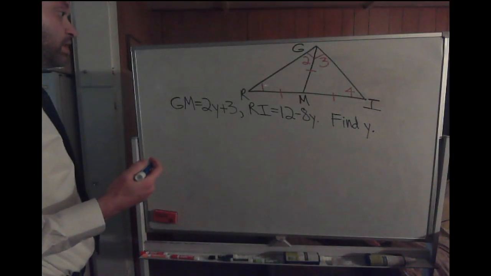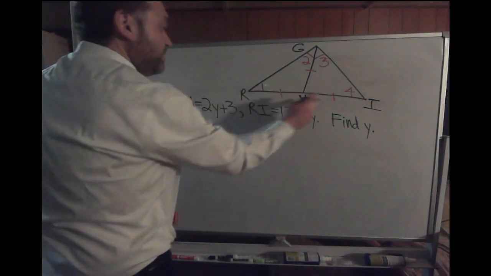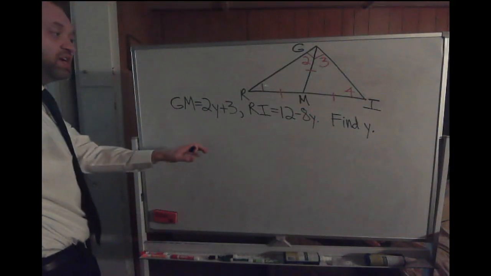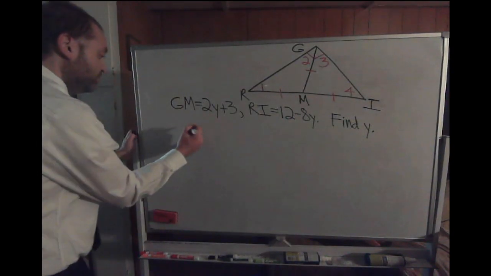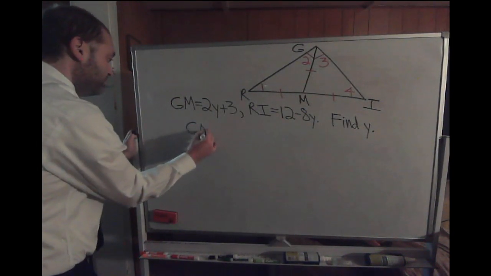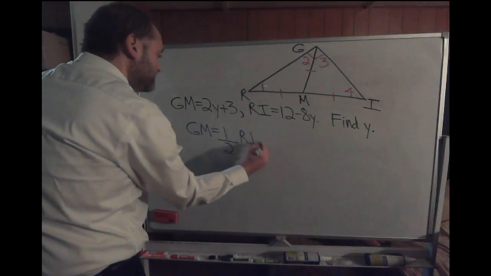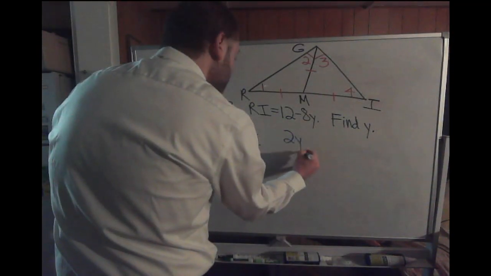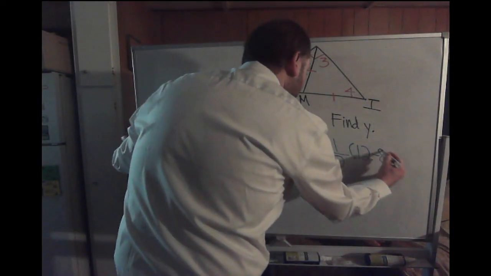Well, what that would mean is that essentially GM would have to be equal to half of RI, right? Because it's only congruent to each half of the hypotenuse. It's not congruent to the whole hypotenuse. It's just congruent to half the hypotenuse. So really, we get that GM is equal to half of RI. We can start with that. GM equals half of RI, which we plug these in. That means 2y plus 3 equals half of 12 minus 8y.